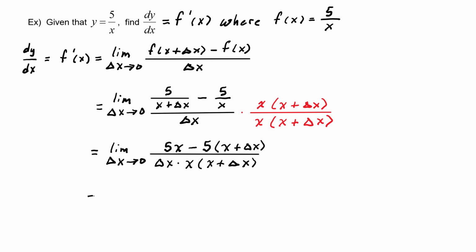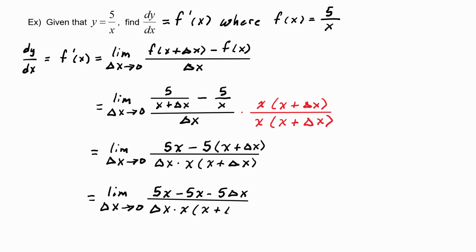Let's continue to simplify. Equals limit as delta x goes to 0. In the numerator, let's bring down this first 5x. Then we will have to distribute this minus 5 to each of these two terms. So we get minus 5x and minus 5 delta x. Nothing changes in the denominator. So we have delta x times x, quantity x plus delta x.